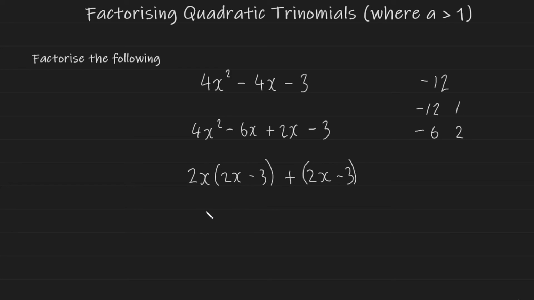And the final step is to take these two brackets and write them as one bracket, 2x minus 3, and the remaining bracket being this 2x plus the number that's here, but since there is no number here, we take it to be a 1, and there you have it. That's how you factorize quadratic trinomials where the coefficient of x squared is greater than 1, or where a is greater than 1.